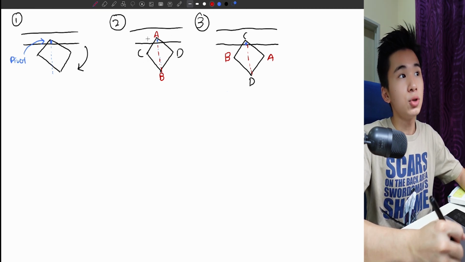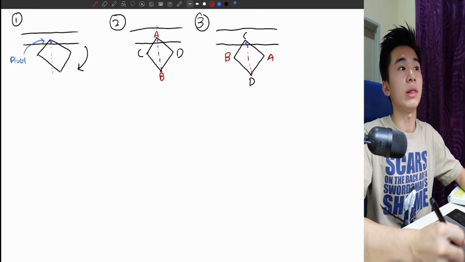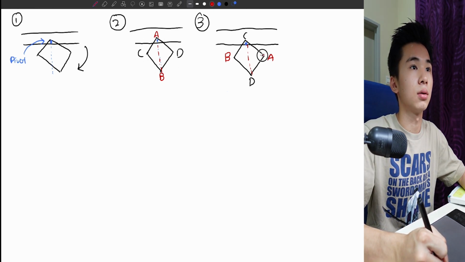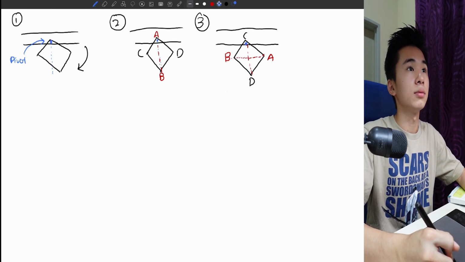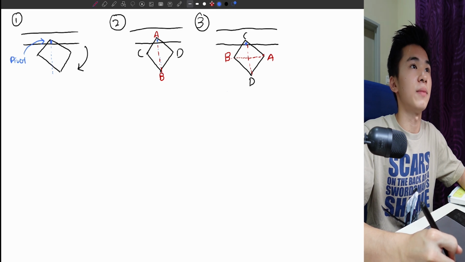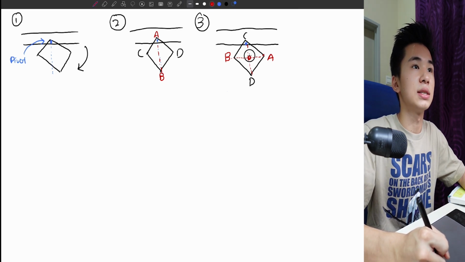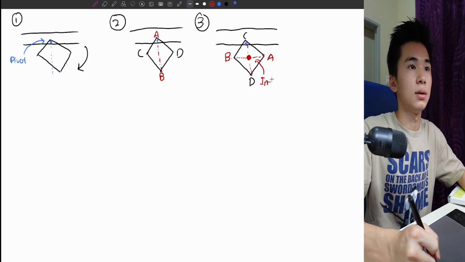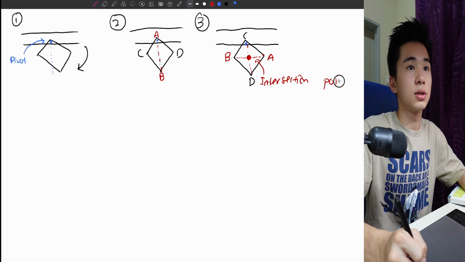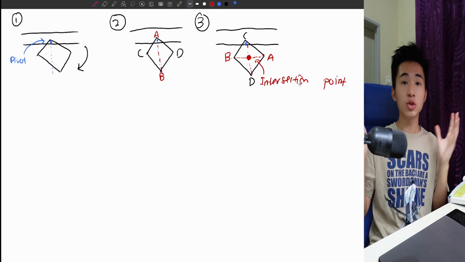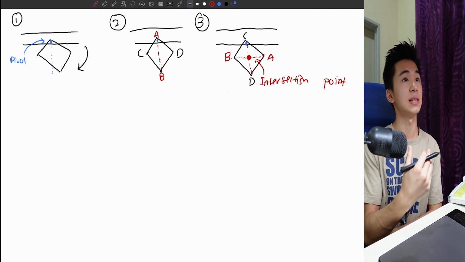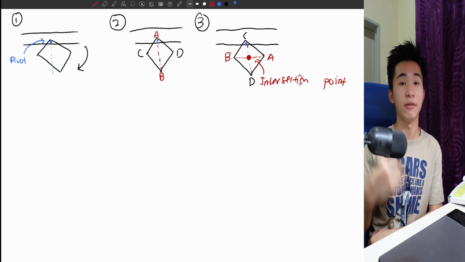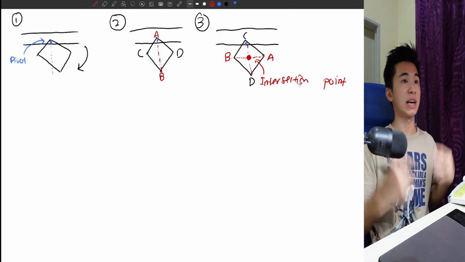But in diagram 2, I have drawn one line, which is A to B. So right here, I can see the center of mass. The center of mass, it's right here. The point of intersection. Okay, so basically we can find the center of mass without a formula if we do an experiment like this.